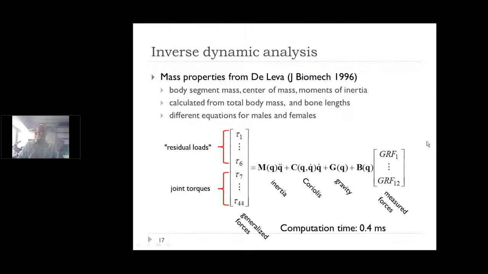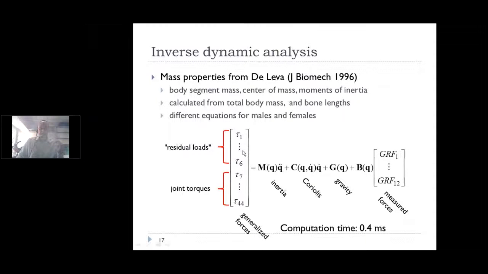I've written the equations of motion here in the form that is normally used for robotics, where on the left-hand side you see generalized forces, and on the right-hand side you see terms originating from inertia, Coriolis effects, gravity, and then the measured forces. So everything on the right-hand side is known, and we measure 12 ground reaction force variables. We have a force and a moment in 3D on one leg, and a force and a moment in 3D on the other leg. So we can compute that right-hand side in about 0.4 milliseconds, which is good.